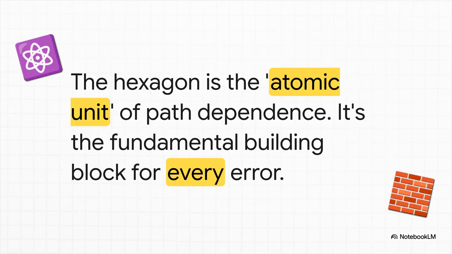To put it another way, the hexagon is the atom of this kind of error. It is the fundamental, indivisible Lego brick. Anytime you run into this problem, no matter how ridiculously complicated it seems on the surface, if you could just zoom in far enough, you'd find it's made of nothing but these tiny, predictable hexagonal units.